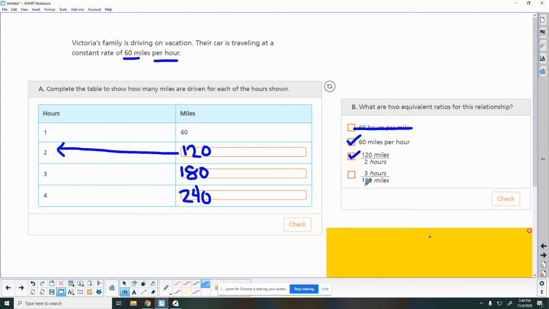This one says it takes 3 hours to go 180 miles. That's correct, but we've got to put the hours on the bottom because that's what we're dividing by, is the hours. Up here, it told us per hour, so hours should be on the bottom. So that one is backwards. So our two equivalent statements are 60 miles per hour or 120 miles in 2 hours, which simplifies if I divide them both by 2. 120 divided by 2 is 60. 2 divided by 2 is 1.